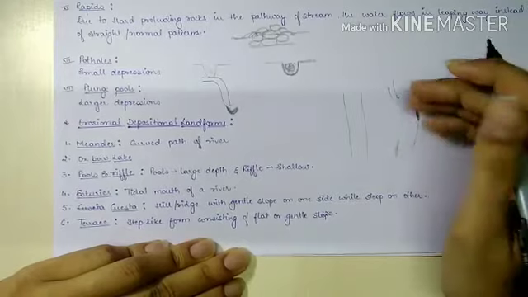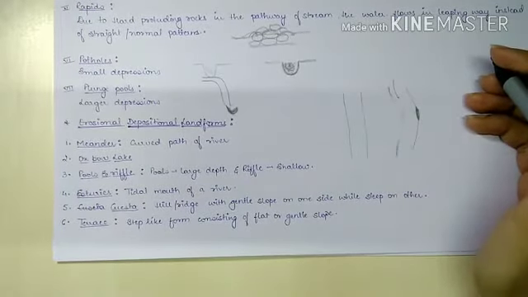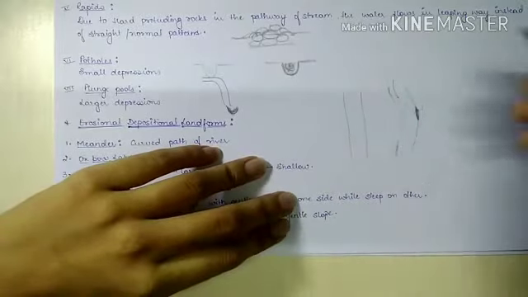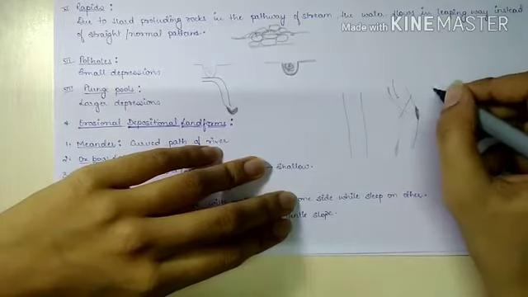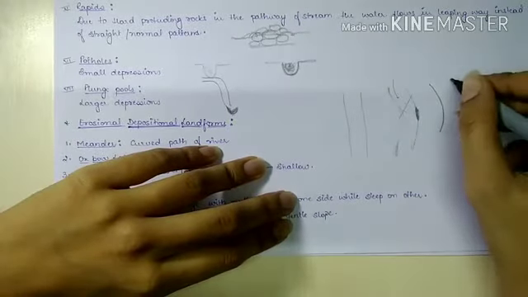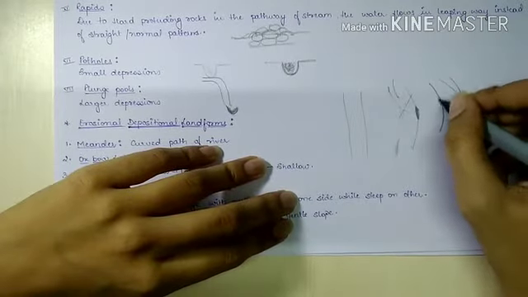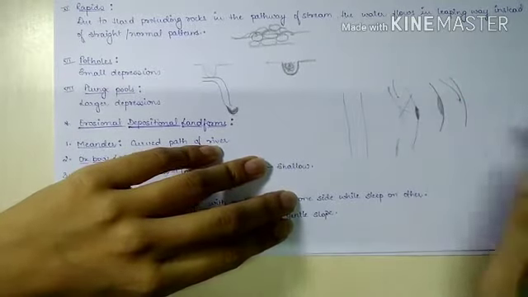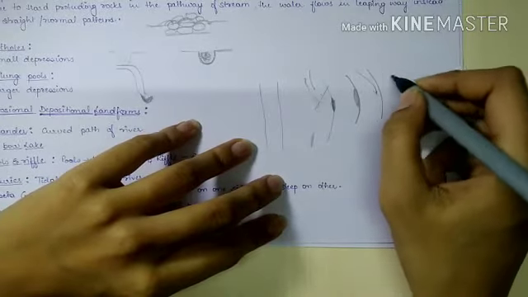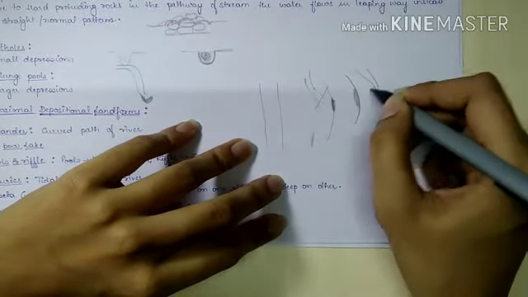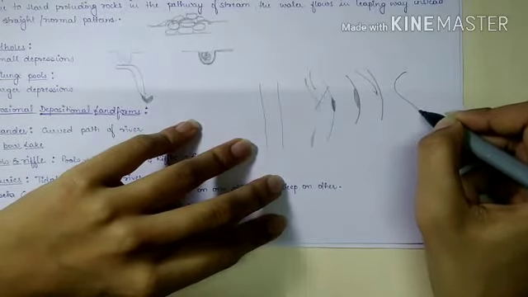Now, this is the initial stage. I'm so sorry, I just have said wrong. So, when the river moves, this area is for erosion and this area is for deposition. So, because of this, what happens is, later on this river path, it acquires a snake-like shape.